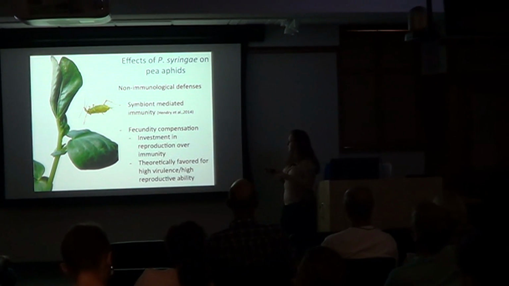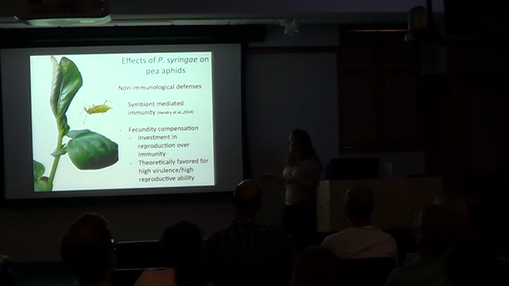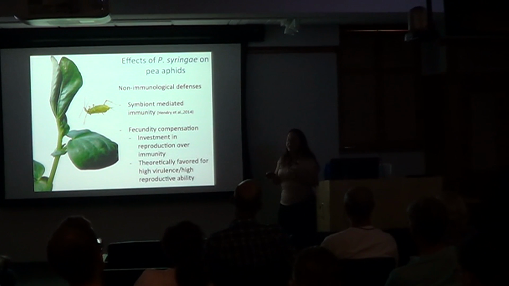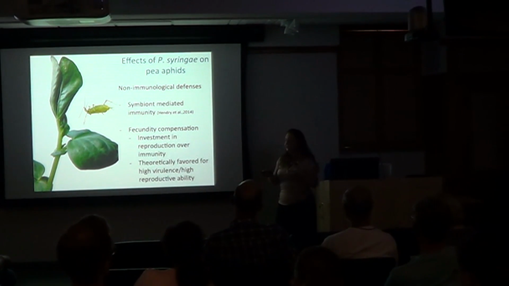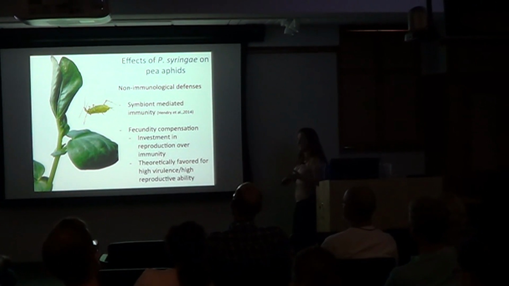And in theory, individuals can invest in reproduction over investing in immunity, and that might be favored when a pathogen is highly virulent. So if you're not going to survive an infection, there might be no point in trying to fight it off. And maybe you should invest the last of your resources in just reproducing as much as you can before you die. Particularly if you are an organism that can reproduce a lot. So aphids are asexual and have really high reproductive ability, so maybe it makes sense for them to be able to invest in defense in that way.